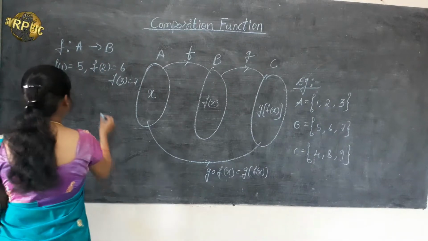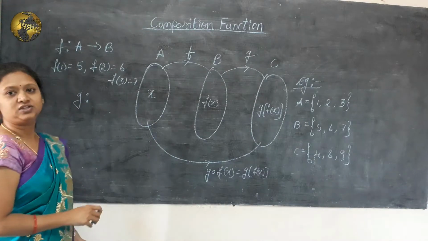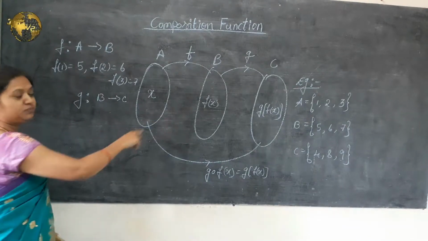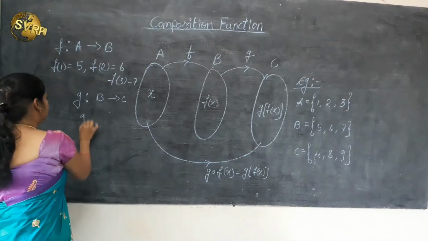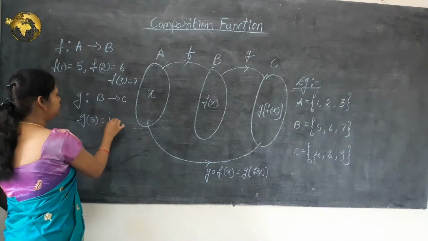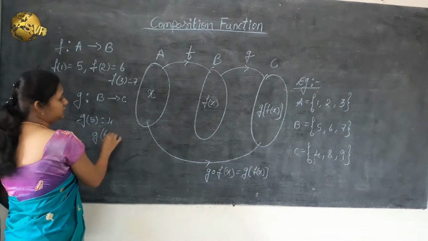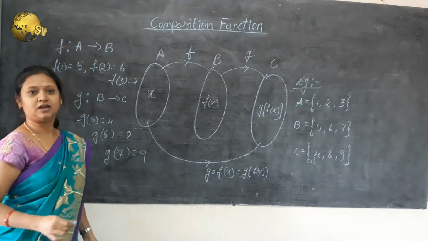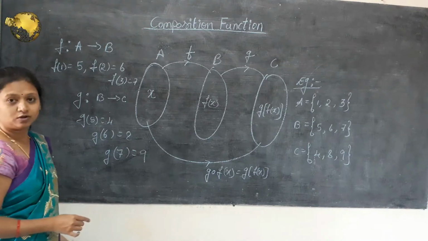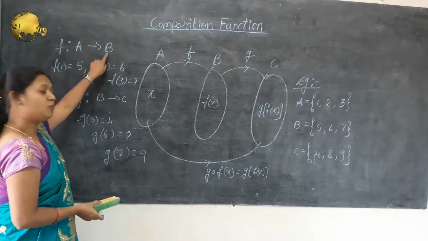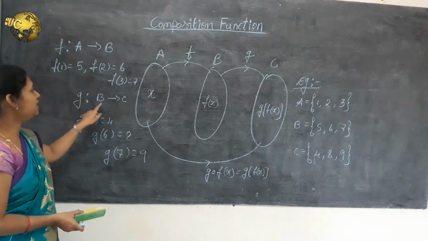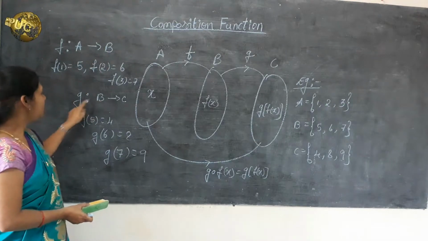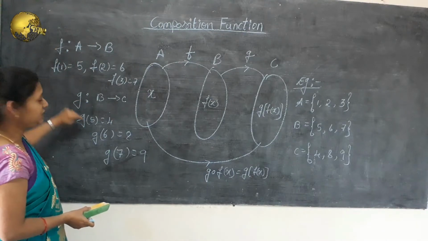Now I am defining the function g from B to C. So let us map the sets B to C. It is g of 5 is equal to 4, g of 6 is equal to 8, g of 7 is equal to 9. I have defined the function. One thing we have to observe here: the codomain of the function f will be the domain of function g. So that will relate f to g.